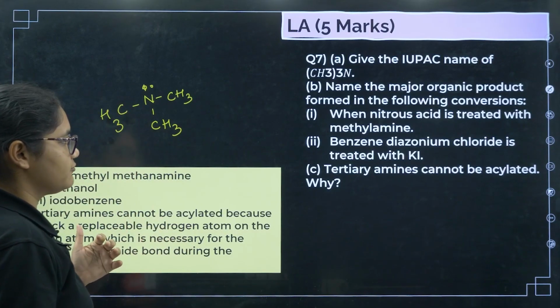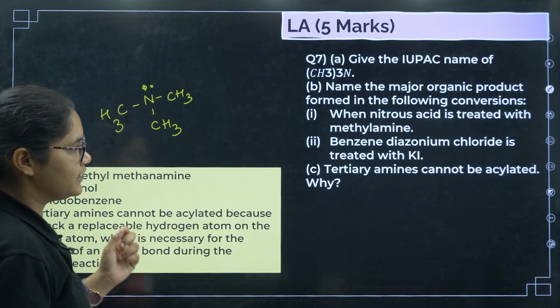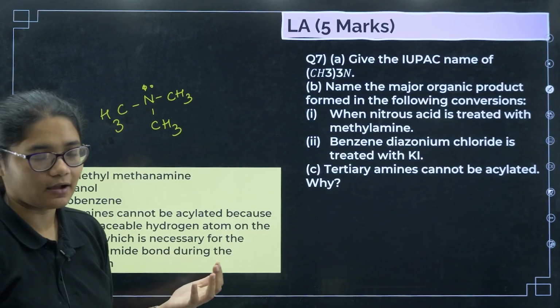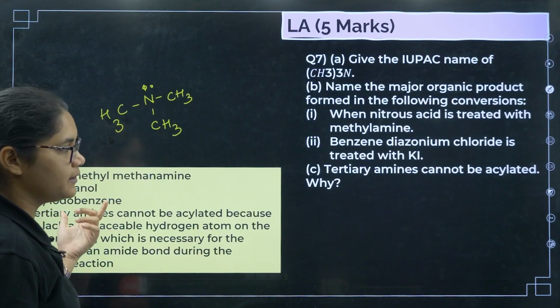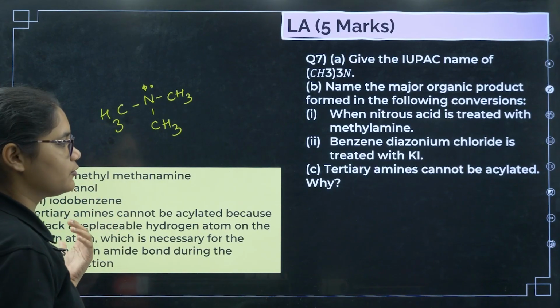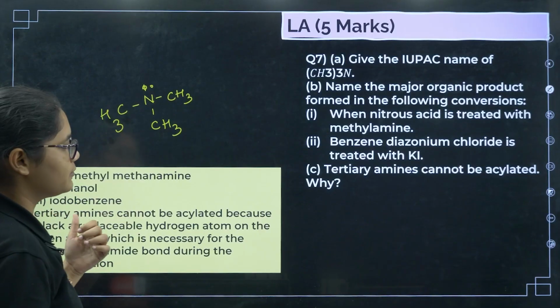Name the major product formed in the following conversions. When nitrous acid is treated with methylamine, the product formed will be methanol. When benzene diazonium chloride is treated with KI, you will get iodobenzene.